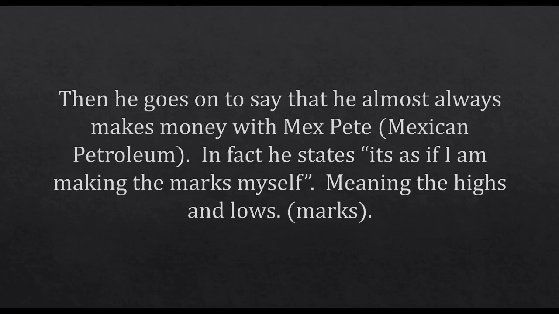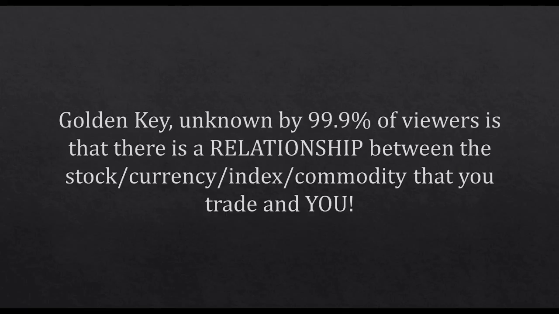Very important concept, the golden key unknown by 99.9% of viewers of this video: there is a relationship between the stock, currency, index, commodity, whatever you trade, and yourself. Much like a marriage. Now let's think about this. If you're a male, you wouldn't go into a mall and say, I'm going to marry her. Or if you're a female, you don't just walk into a mall and say, I'm going to marry him. It doesn't work that way. Why? Because there are relationship dynamics there, and you want the best person possible in the relationship.